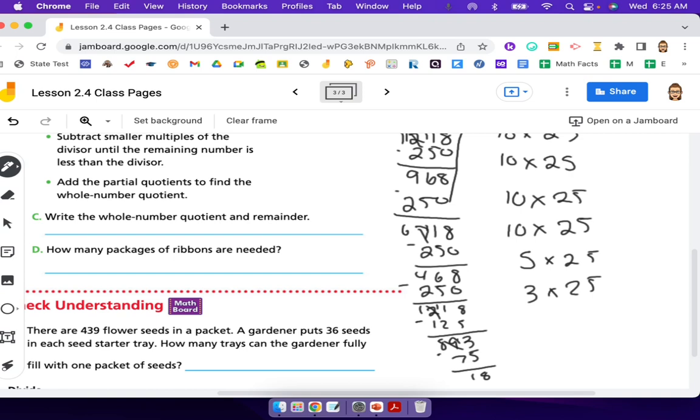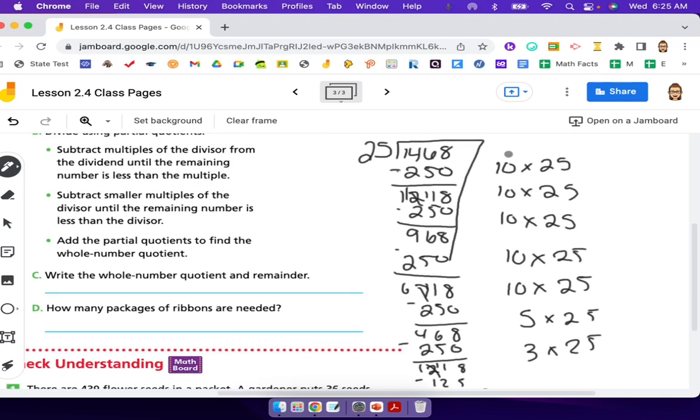So it says write the whole number quotient and remainder. Well, I add all this up. So 10 plus 10 is 20, plus another 10 is 30, plus another 10 is 40, plus another 10 is 50, plus 5 is 55, plus 3 is 58. So we have 58, remainder 18. Then it says how many packages of ribbons are needed? Well, we need to have enough for all of them, so it's going to be 59 packages.